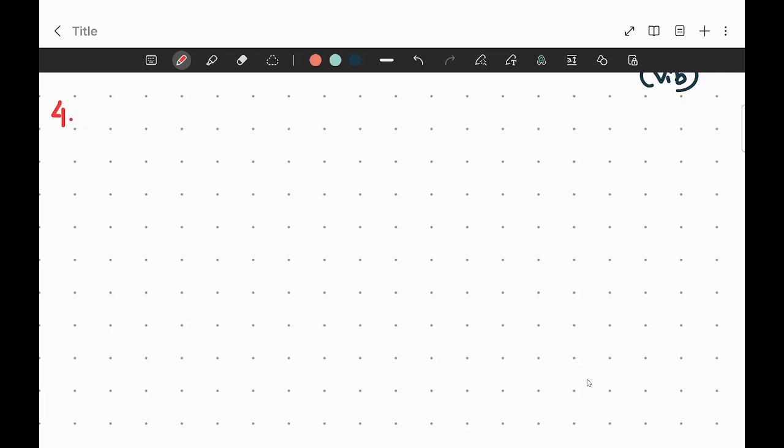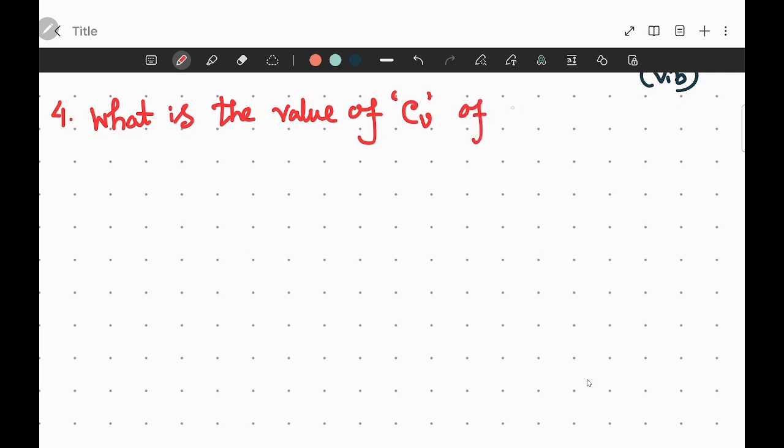What is the value of CV of SO3 gas in terms of R?